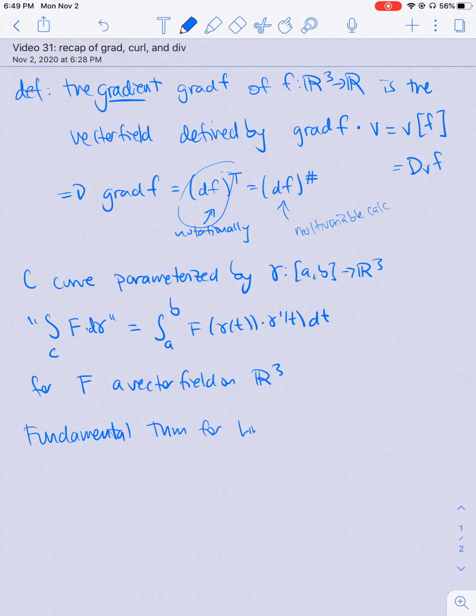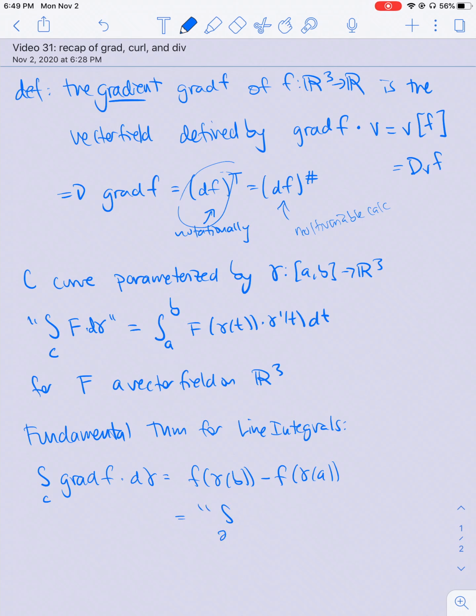And the fundamental theorem for line integrals tells me that if I integrate a gradient, grad f, then this is the same thing as applying f at gamma of b and subtracting f at gamma of a. And so you can kind of think of this as integrating f over the boundary of C, because integrating is really just adding. The boundary of C is really just two points, gamma of a and gamma of b.